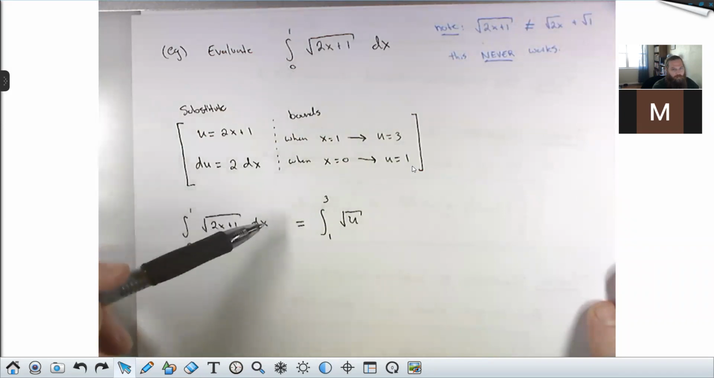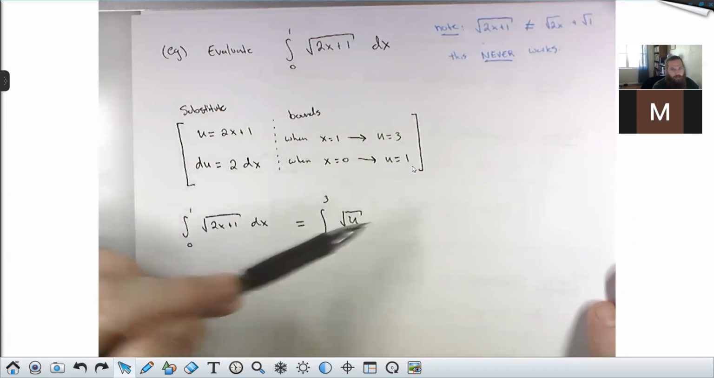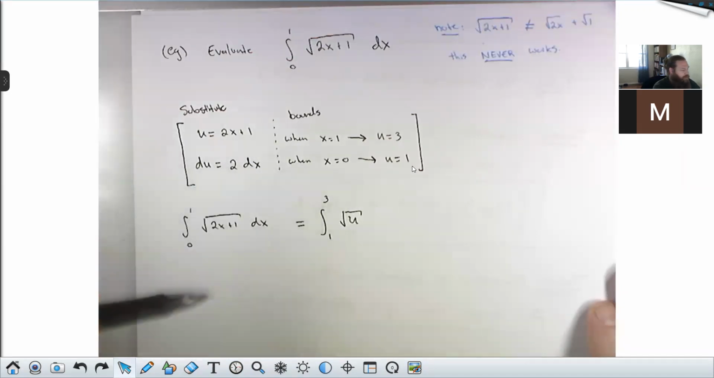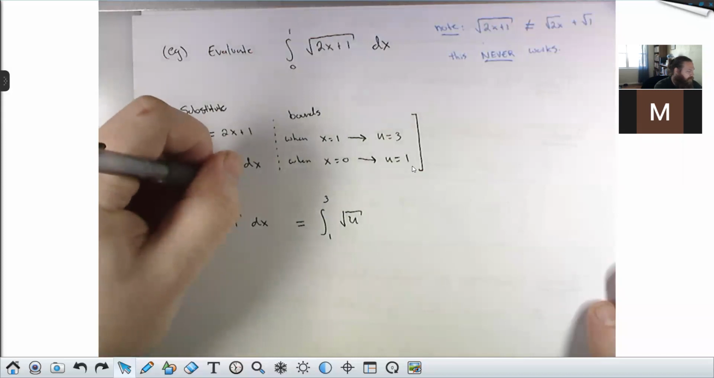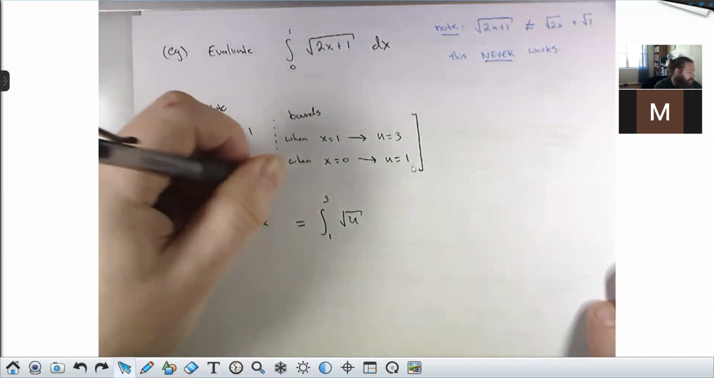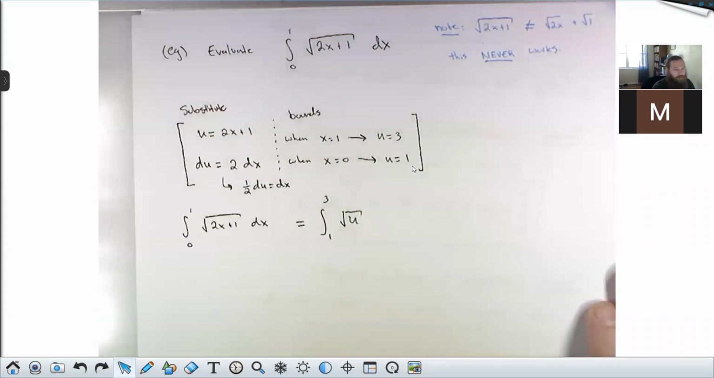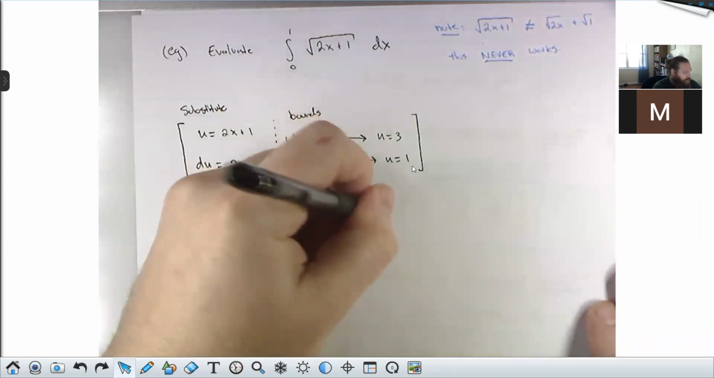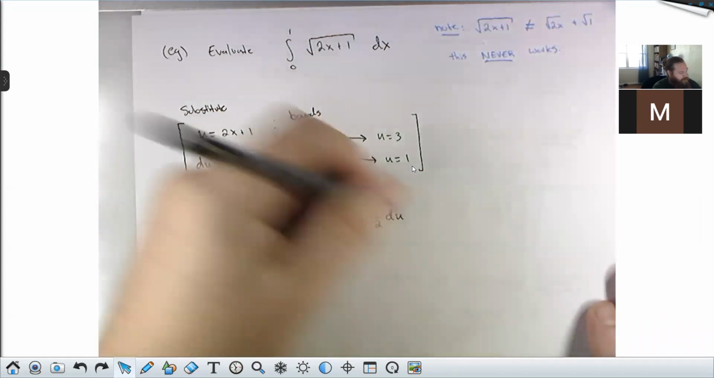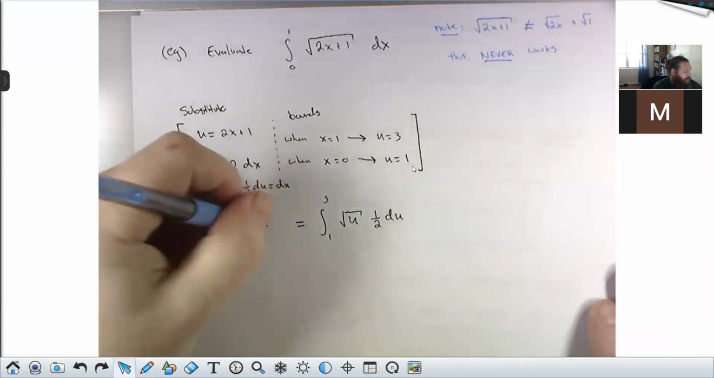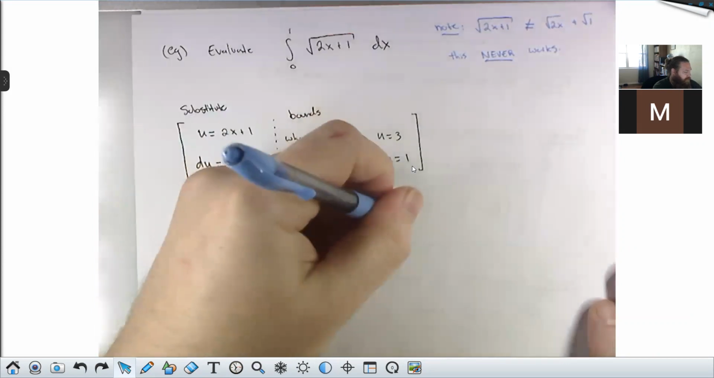But I can't just swap the dx for a du because they're not equal to each other. du is 2 times dx. So you have to come back and solve this for dx. And what you get is that 1/2 du is equal to dx. So in place of this dx, I'm going to write 1/2 du. And it's important that you see this piece is giving us this piece.